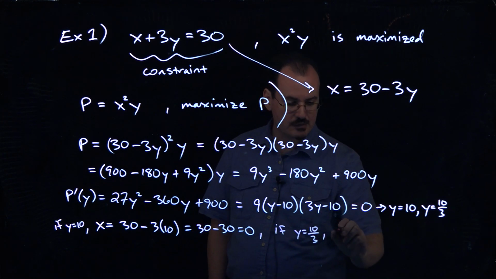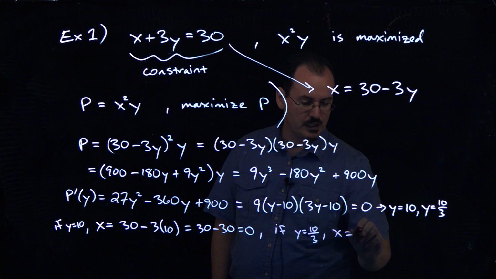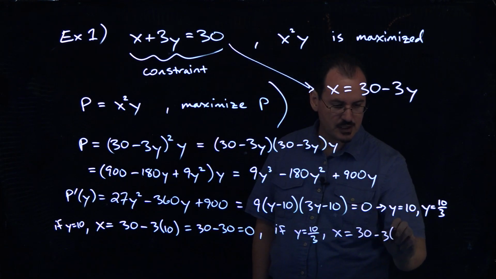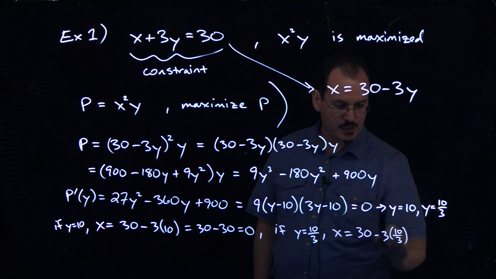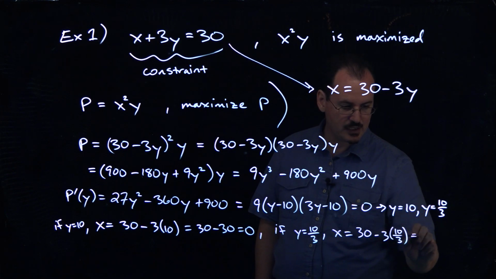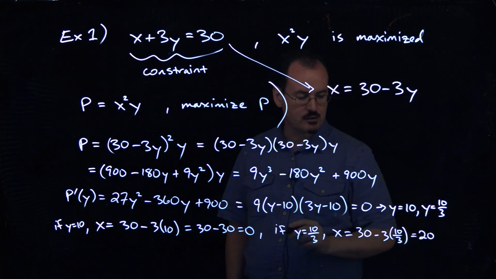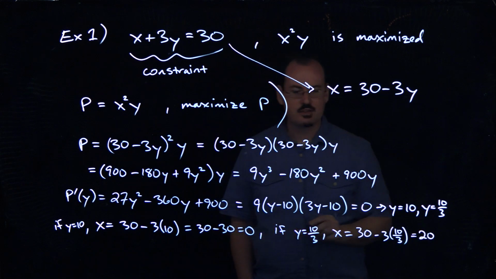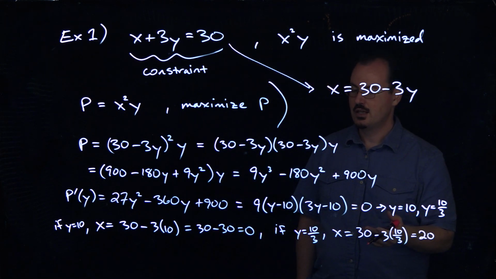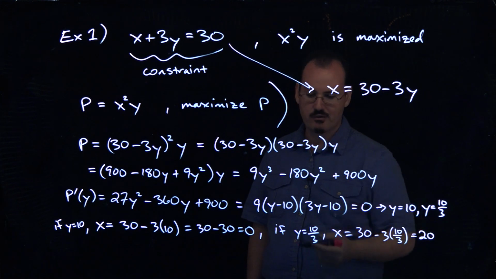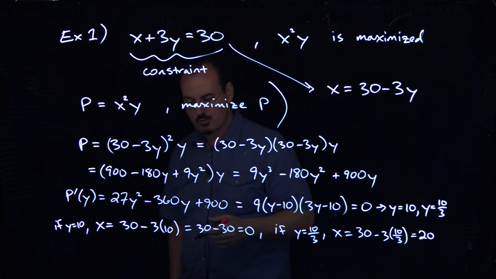And then the other one, if y equals 10/3, then what do we get for x? We get x is equal to 30 minus 3 times 10/3. Now notice what happens in this case. The 3's are going to cancel. I'll get 30 minus 10, that's 20. So if y equals 10/3, then x is equal to 20. That's going to give us a larger number than the other one. The other one would give us 0. In this case, we're going to get 20 times 10/3, that's 200 over 3. So that's the one we're looking for.